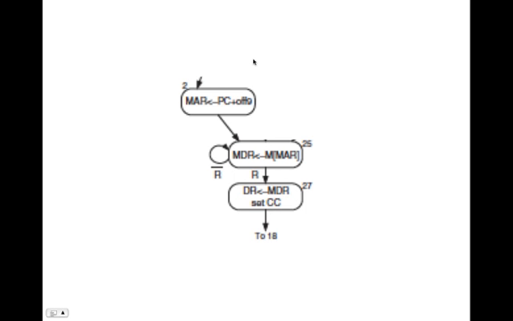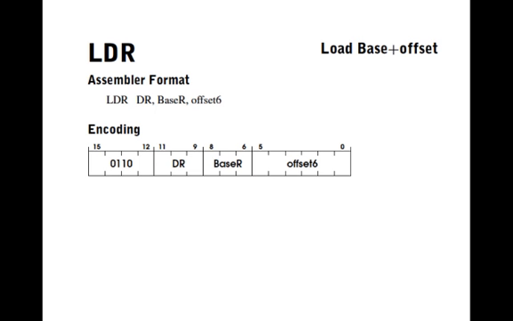So the first step is to calculate the new memory address, which is done by adding the offset to the program counter and storing this address into the memory address register. Then we acquire the value from the address and store this into the memory data register. The final step is to store the data from the memory data register into the destination register and set the condition codes.